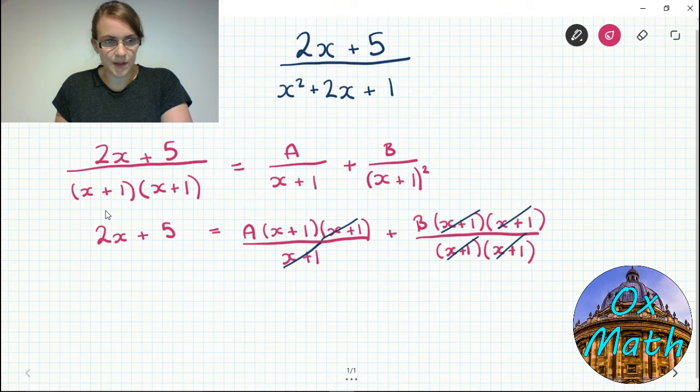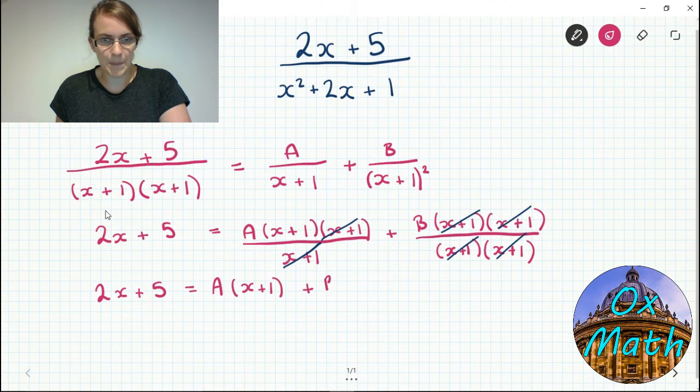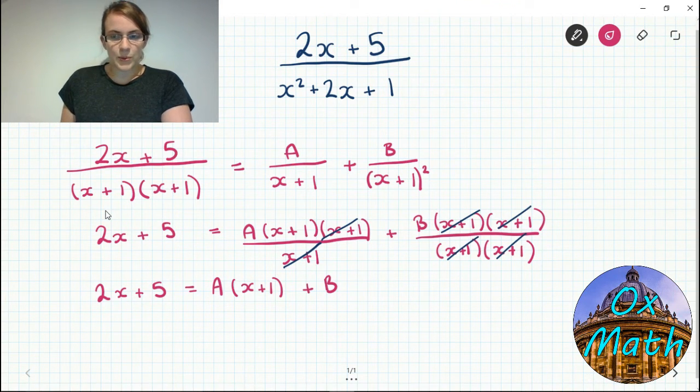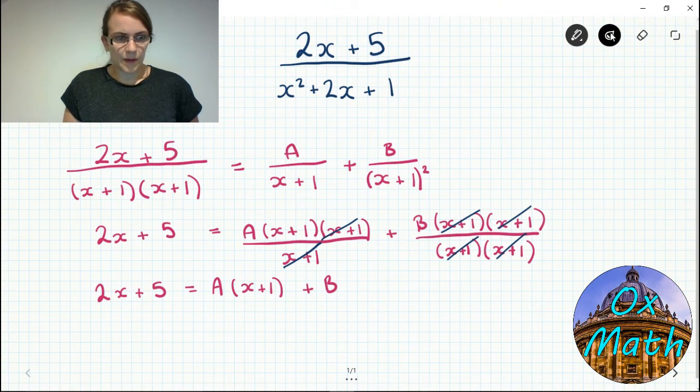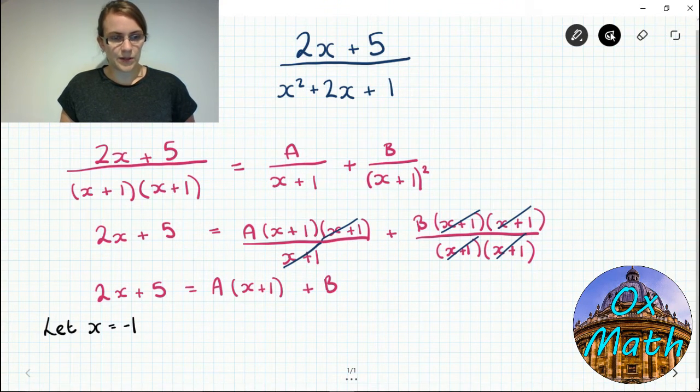So this leaves us with 2x plus 5 equals A times x plus 1 plus B on its own, because everything else is cancelled. Now we can do what we did before and pick a strategic value of x to eliminate the A term, but there are no strategic values of x that we can use to eliminate the B term. So if for our first solution we let x equals minus 1, we'll do that first and then see what we can do for the B.